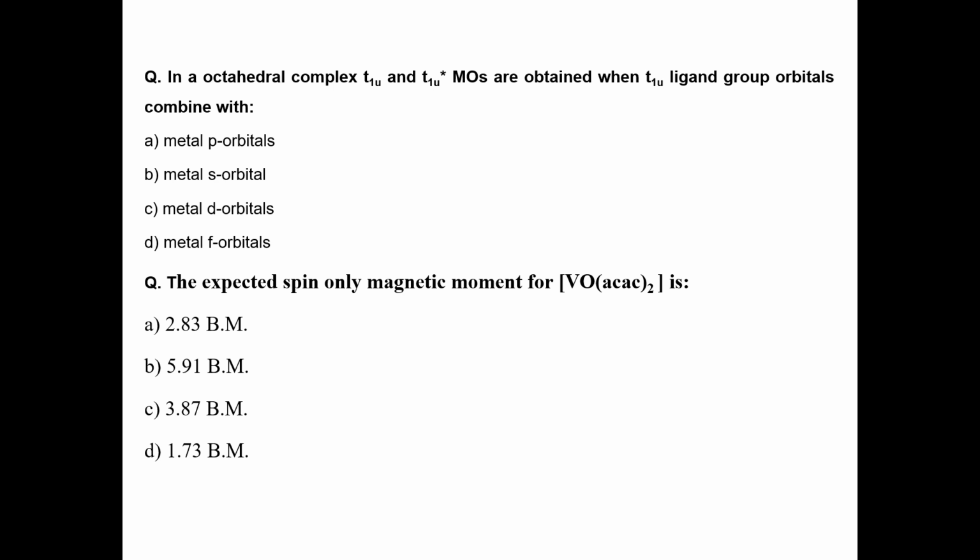The next is, in an octahedral complex, T1u bonding and antibonding molecular orbitals are obtained when the ligand group orbitals combine with. Since it has a degeneracy of 3, it will overlap with the metal orbitals which have a degeneracy of 3 or the same symmetry. The p orbitals are the matching orbitals which have the same symmetry as T1u, so that's why they will overlap.